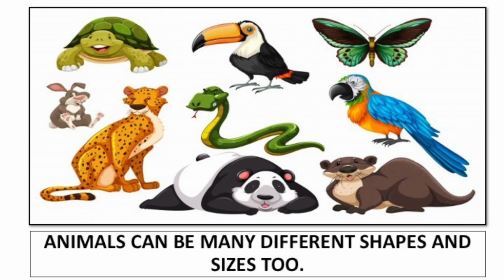Animals can be many different shapes and sizes too. And also colours. You can see all of the different colours of the different animals here. What colour is the snake? Green and yellow. What colour is the bird? Green, yellow, blue. Yes, and white. How about the panda? White. Yes, so lots of different shapes, sizes, and colours.